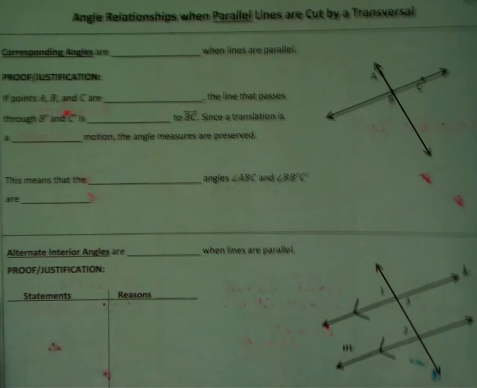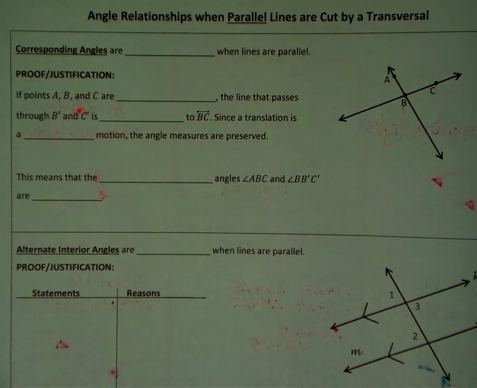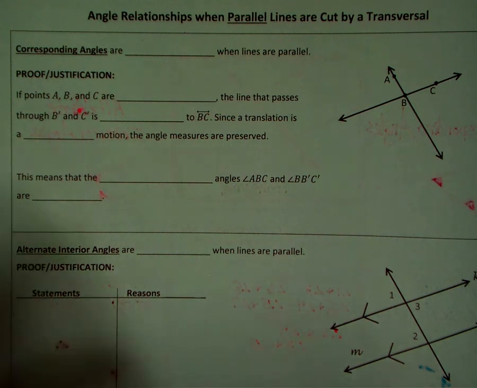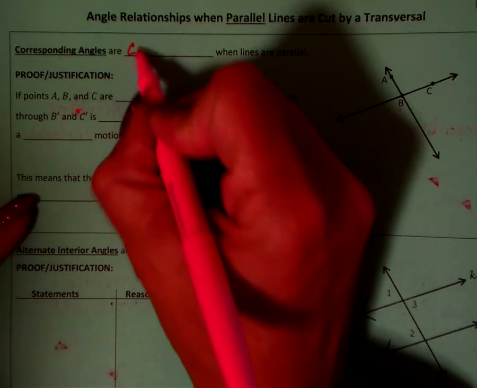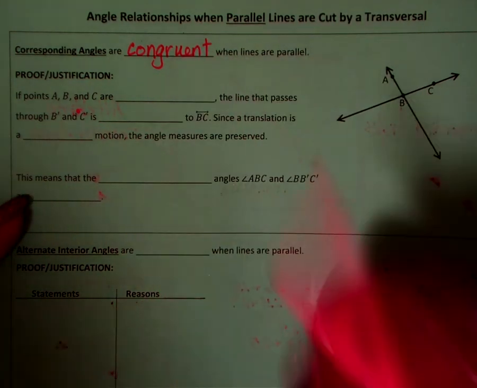And put a little bit more wording here to it. Okay. So angle relationships when parallel lines are cut by a transversal. Okay, so when this happens, corresponding angles are congruent when lines are parallel.